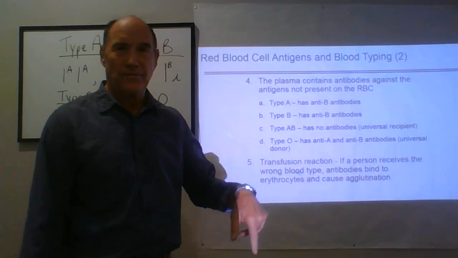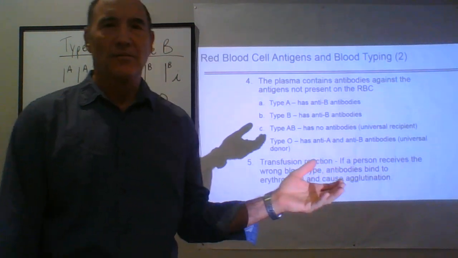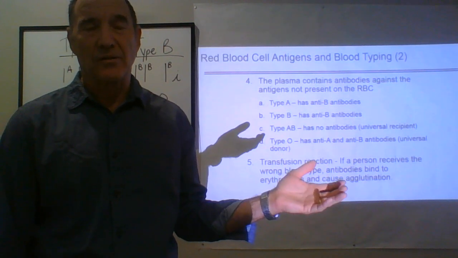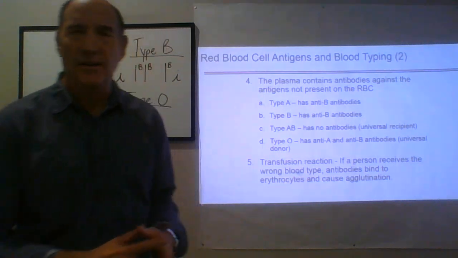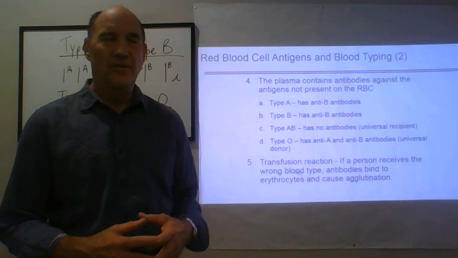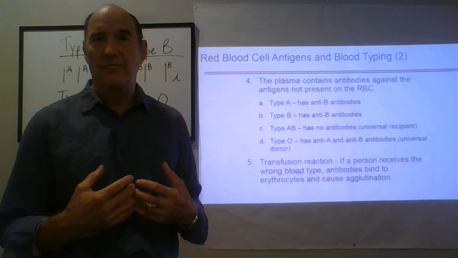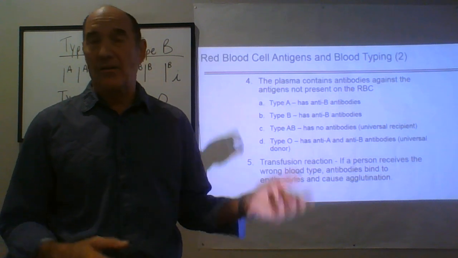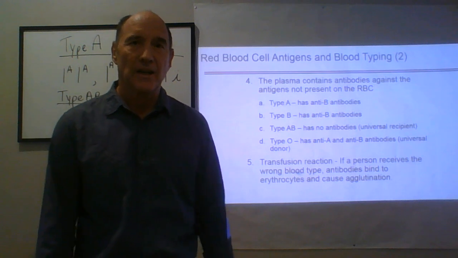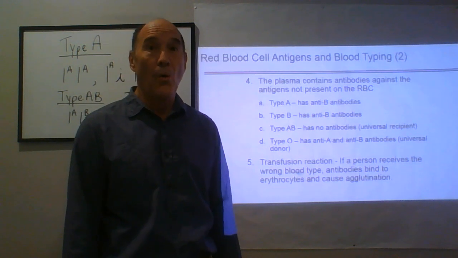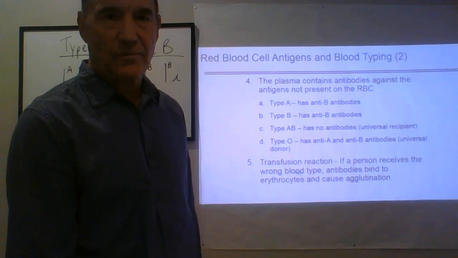O negative would be the universal donor. When you donate that blood without the plasma, just the cells, you're giving them cells that don't have any antigens, so the recipient's body doesn't reject it, and it doesn't have any of the RH factor antigens either. So you're not giving them any foreign antigen. So O negative is the universal donor.